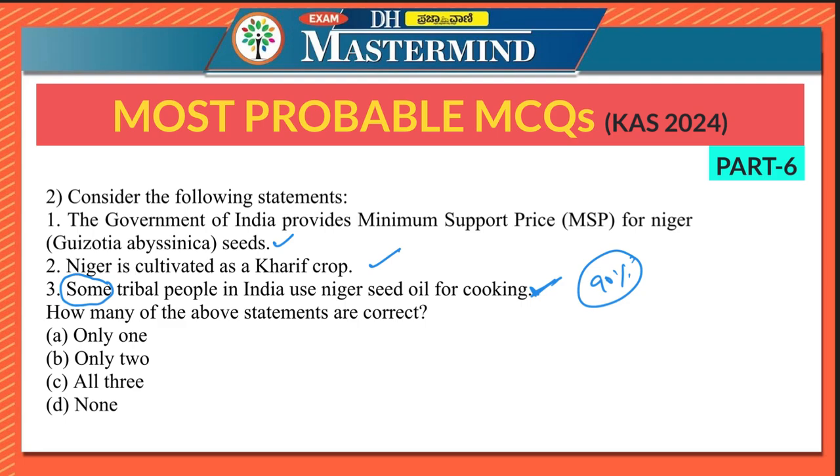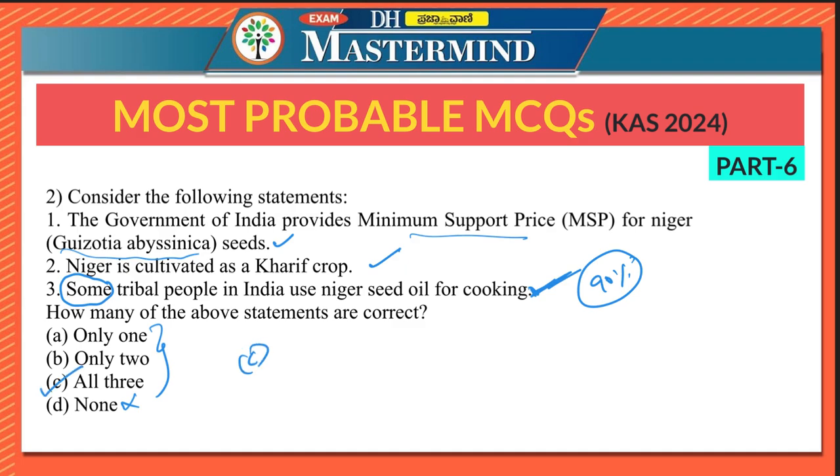So even if you go by that concept and mark this as true, you will eliminate none, so you will be left with 3. And if you have read the Mastermind series of articles, then you will know minimum support price is being given for Niger seeds, that is Guizotia abyssinica. It is also a kharif crop. Therefore, the right option here is option C, all 3.